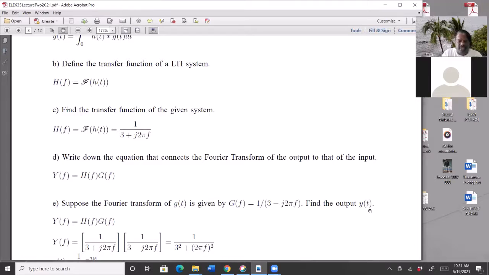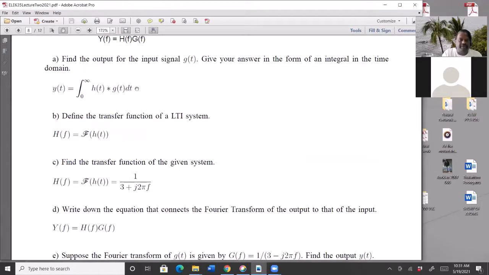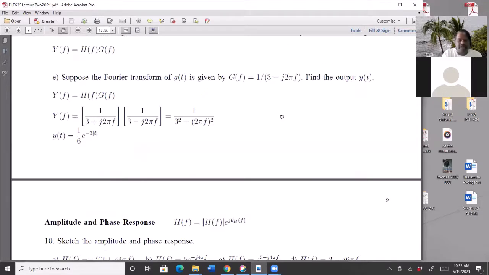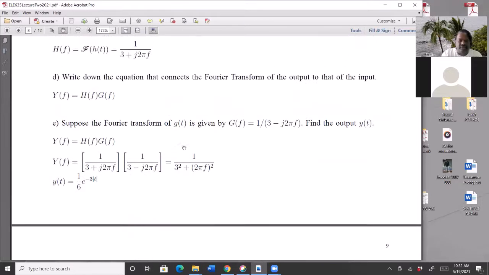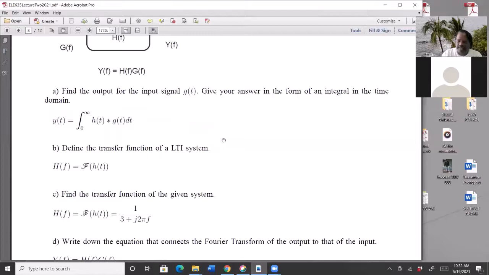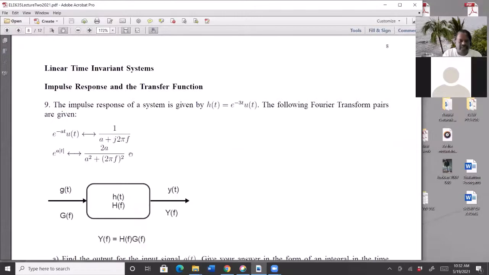y(t) is actually the convolution of h(t) with g(t), but we usually don't do this. We would rather work in the frequency domain. So I first calculate the output Fourier transform, which is H(f), which I already calculated, multiplied by G(f). And then I simplify this, I get this. And then I take the inverse Fourier transform because I already gave you that pair. Where is that? It's right here.